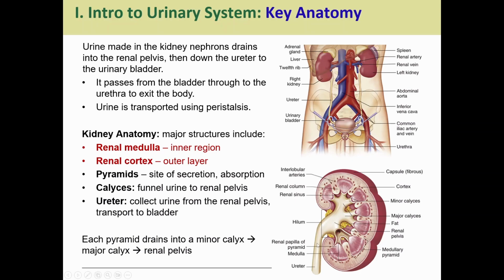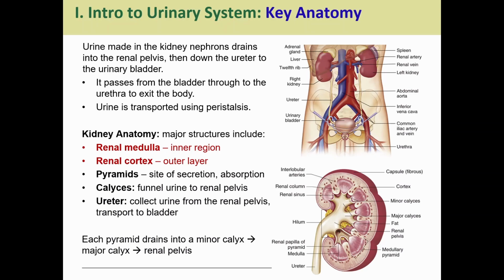And then that renal pelvis is continuous with the ureter. And so we take that urine down through the ureter to the bladder. The bladder can store that until it's appropriate to eliminate that urine, and then it can transport the urine from the bladder to outside of the body via the urethra. And we're using peristalsis, so there's some smooth muscle involved here to help contract it down. We're not just relying on something like gravity.